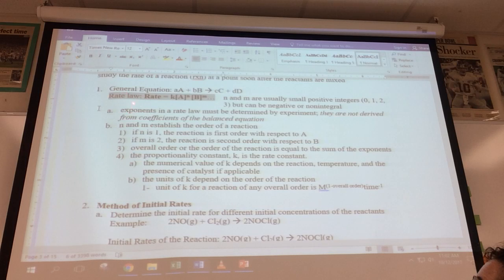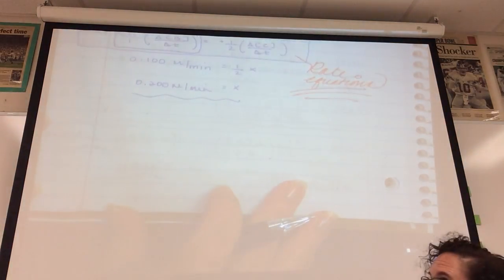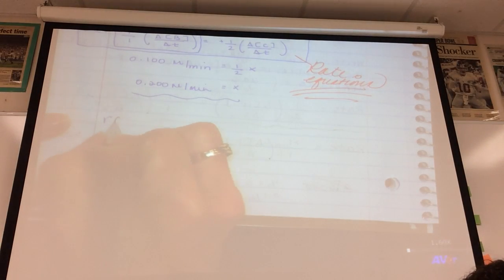The only way to figure out these exponents is experimentally. You are not to use the balanced equation to get n and m. You don't use your overall balanced equation to get n and m. You will crash and burn. They're determined from data, and it's not hard to do. n and m tell you the order of a reaction. So if n is 1, the reaction is first order with respect to A. If m is 2, the reaction is second order with respect to B, and the overall order is the sum of the exponents. Let's look at a really simple example to illustrate this point.